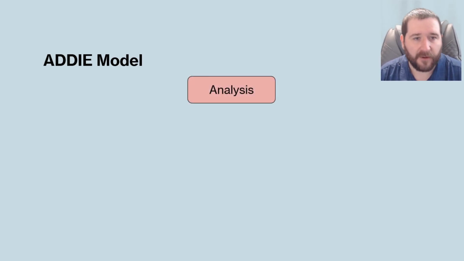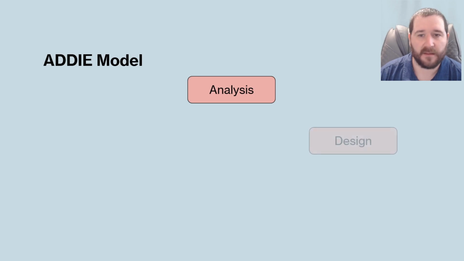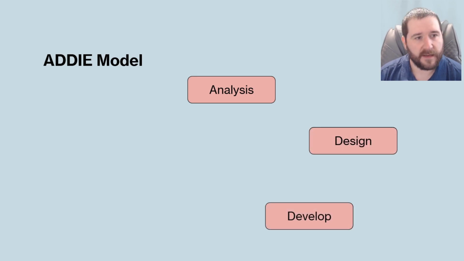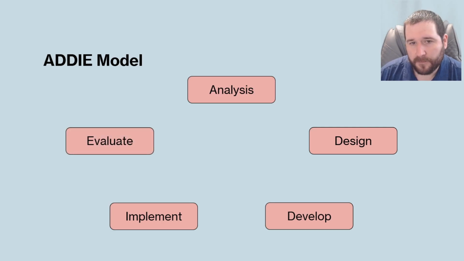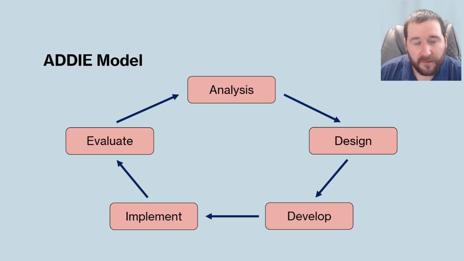ADDIE is an acronym. It stands for Analysis, Design, Develop, Implement, and Evaluate. And this is the ADDIE process. There's essentially 5 stages that we go through whenever we're designing learning content. And the first time you do the ADDIE process, you're going to be performing it linearly. Okay, we're going to do analysis first, then design, develop, and so on. Okay, in that linear fashion.